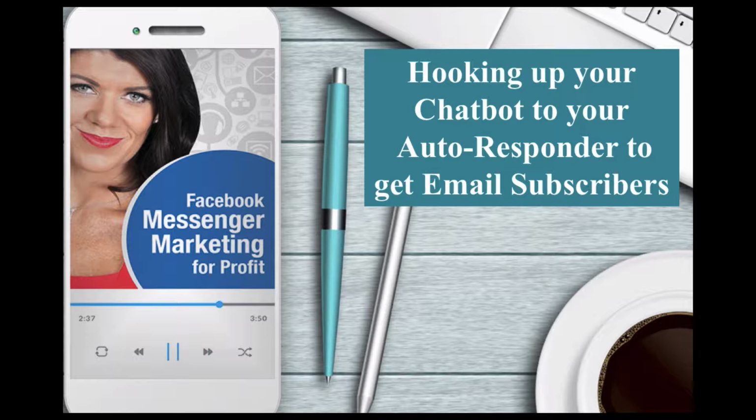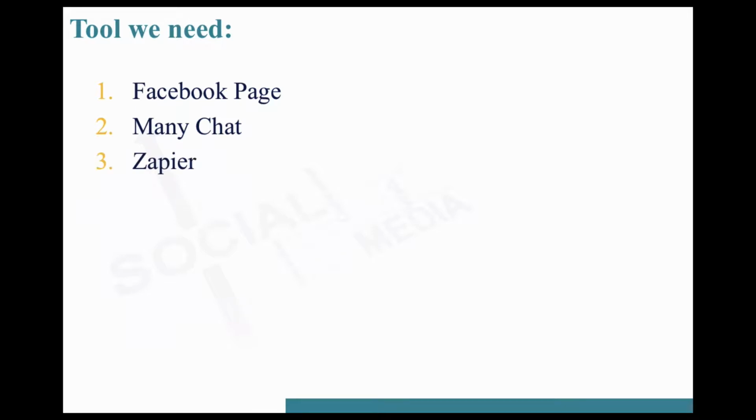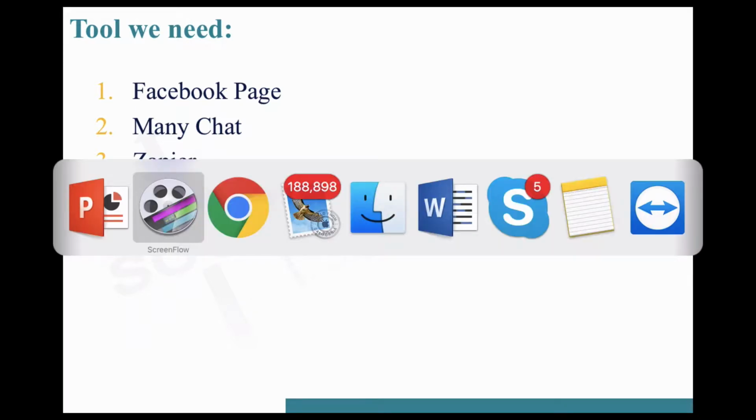There are a couple of tools that we're going to need to be able to do this. Obviously we need a Facebook page. We also need a chatbot app. I will be using ManyChat in this instructional video, and we need a third-party integration tool so that we can integrate our ManyChat app with our autoresponder. I use one called Zapier, and I'll be showing you how to do it inside Zapier. You're also going to need an autoresponder, and I'm going to be using Aweber for this demonstration. So let's jump straight over to ManyChat.